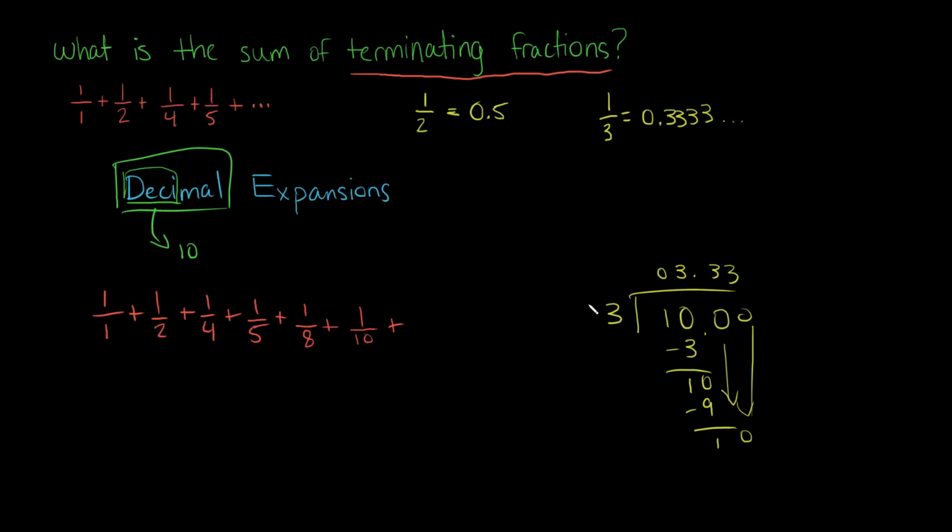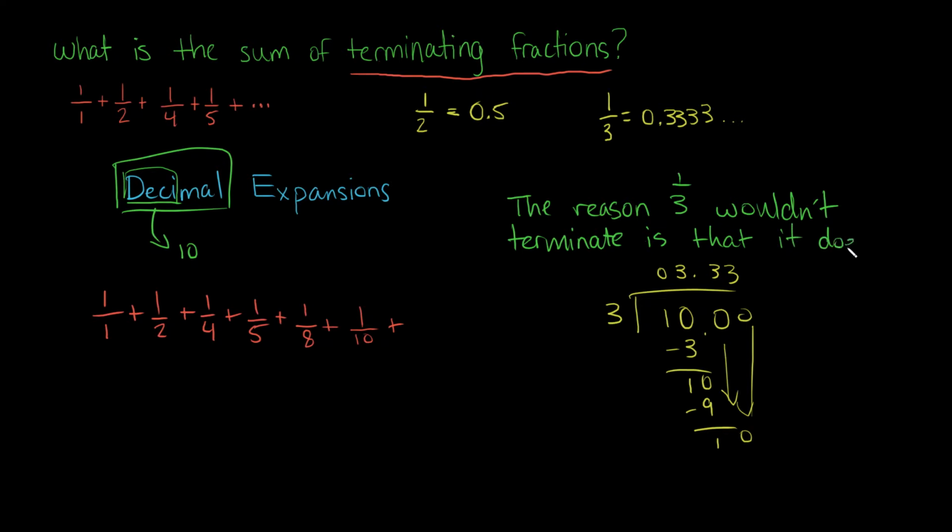This is the first key insight. So I'll just write it down here. The reason 3, or any number really, wouldn't terminate, so 1 over 3 wouldn't terminate, is because it doesn't go into 10. It doesn't go into 10. And this is why 10 is so important.